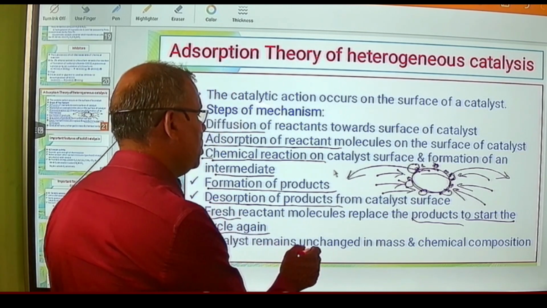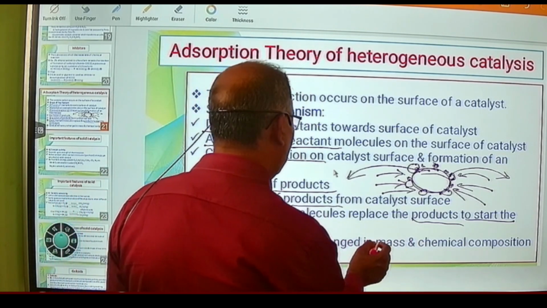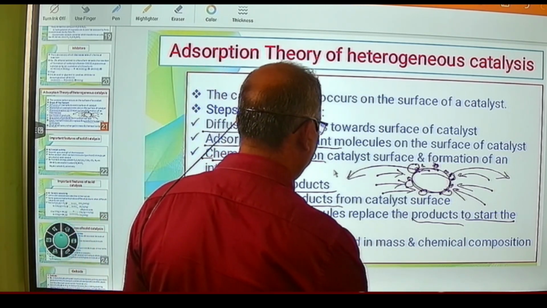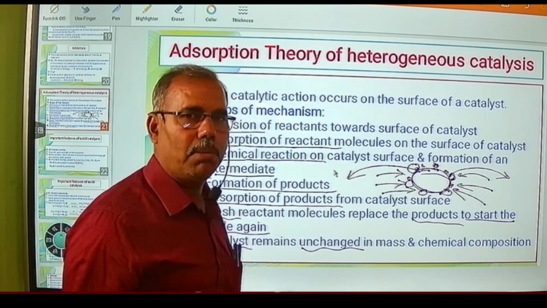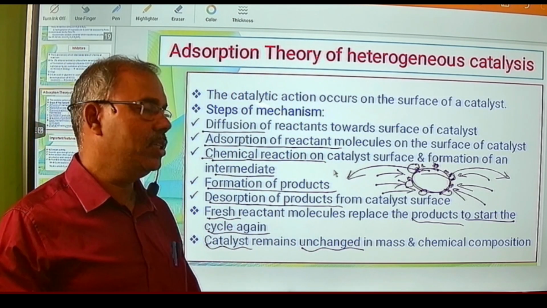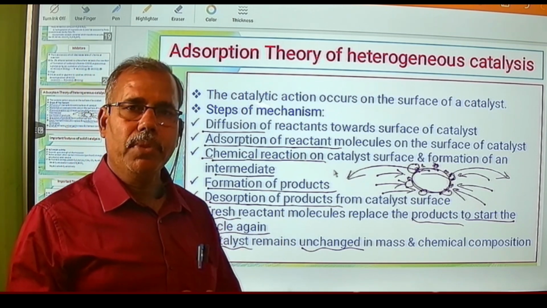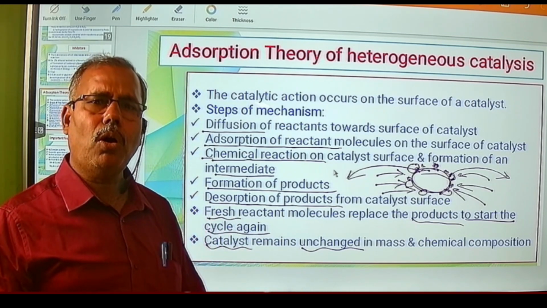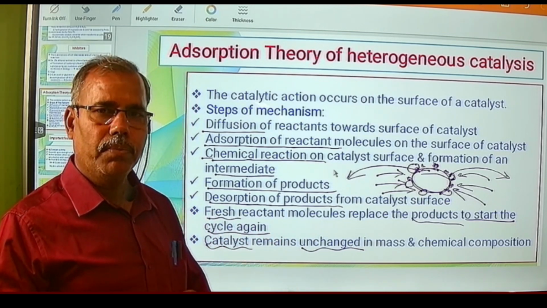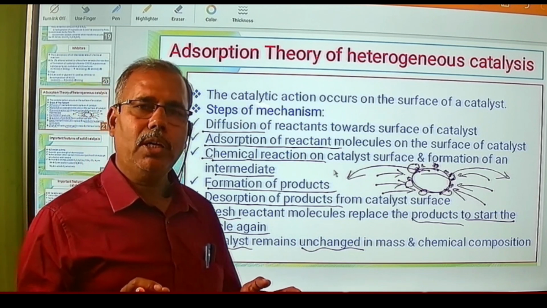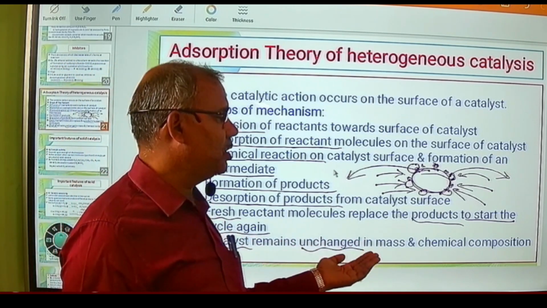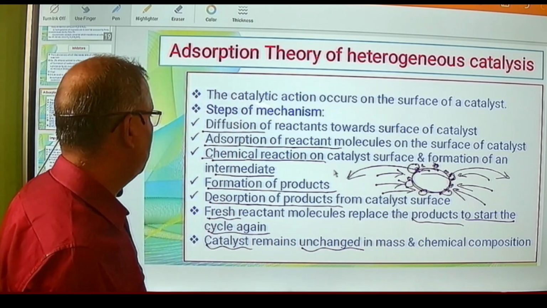The catalyst remains unchanged in mass and chemical composition. There is no change in the mass of the catalyst, and no change in the chemical composition of the catalyst, because we know there is no role of the catalyst in the formation of the product. There is no permanent chemical change in the catalyst. Therefore the catalyst remains unchanged in mass and chemical composition.